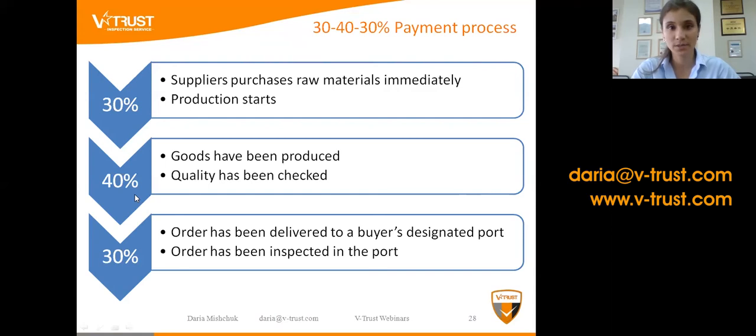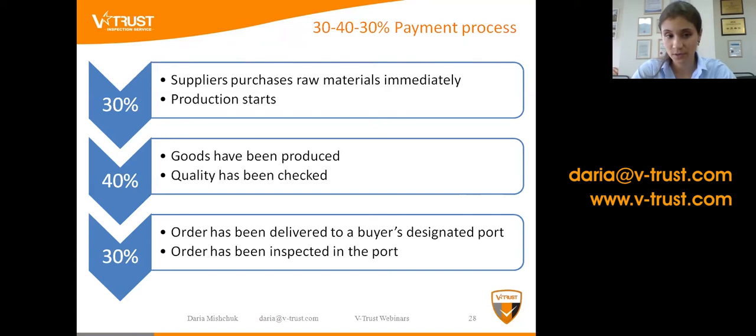and 40% of your payment is made after quality has been checked. So our company or any other third-party QC provider can go to the factory, check the products, conduct this pre-shipment inspection, and only after that you release the rest of 40% of your payment, after already making sure that quality actually follows your standard, which were predefined before.